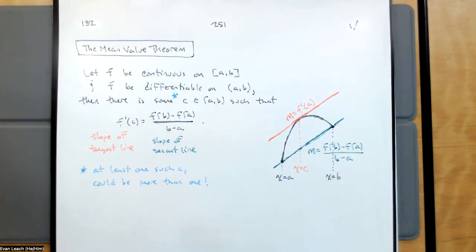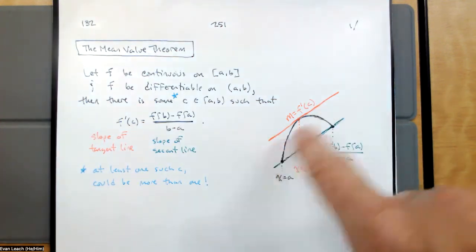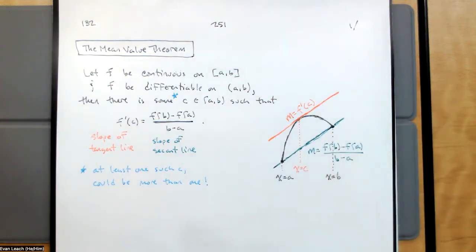So that at least one such c. There could be more than one, but there is definitely at least one. This helps us get a handle on what continuous and differentiable is about. We're going from point A to point B on a continuous and differentiable path. At some point, our instantaneous velocity is going to be equal to the average velocity.